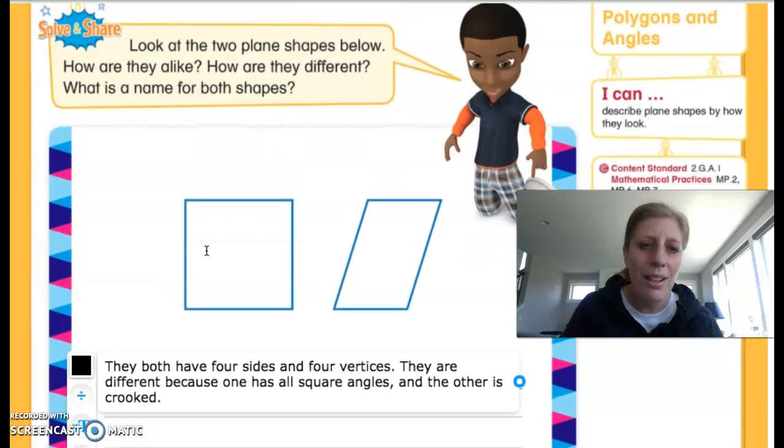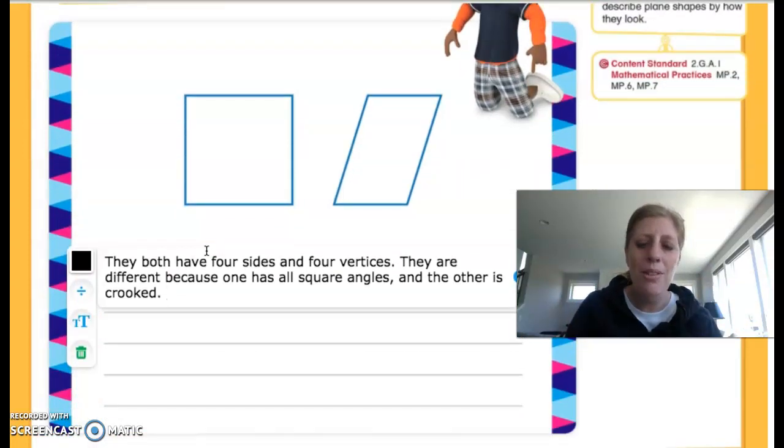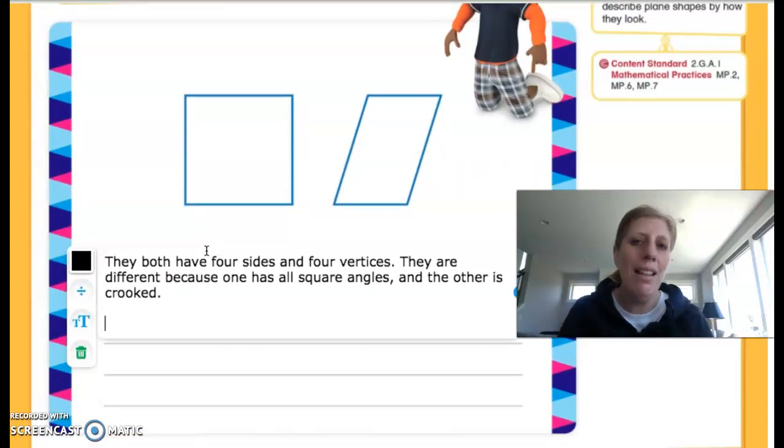And then the second part of the question was, what is a name for both? Do you remember what a name for a polygon that has 4 sides and 4 vertices is called? If you don't remember, you could turn back to the pages we did yesterday because it had that cheat sheet up on the top. Oh, right now I know Leah and Evie are both going, cheat sheet, right?